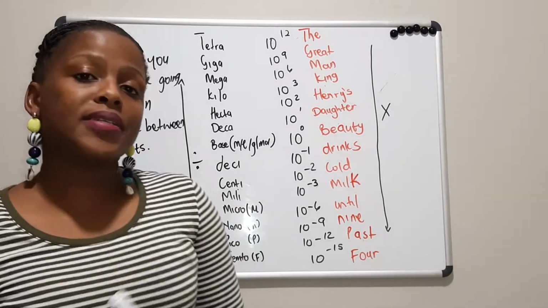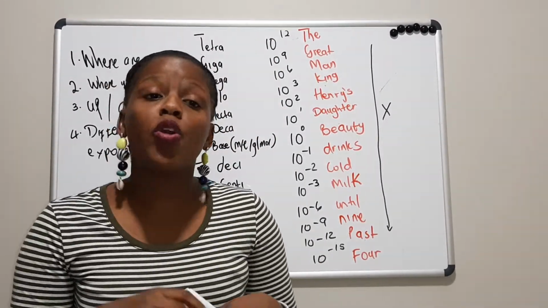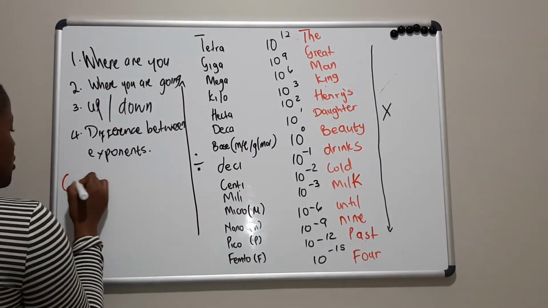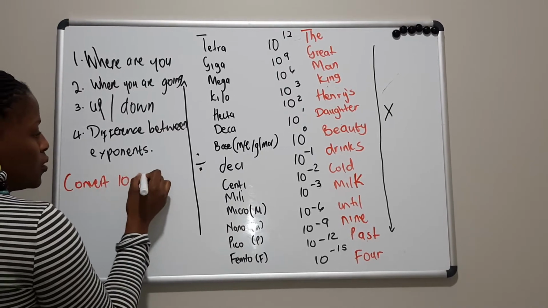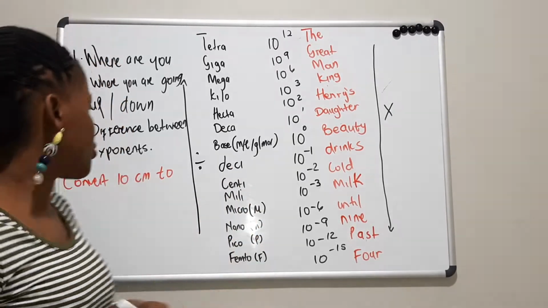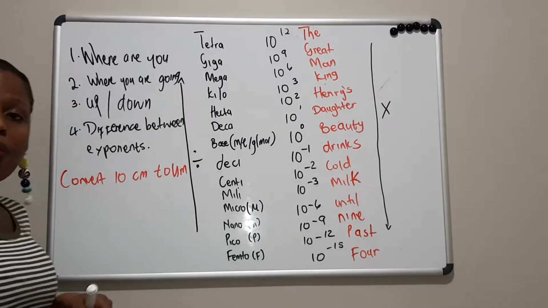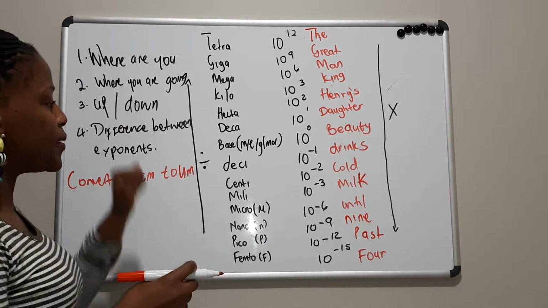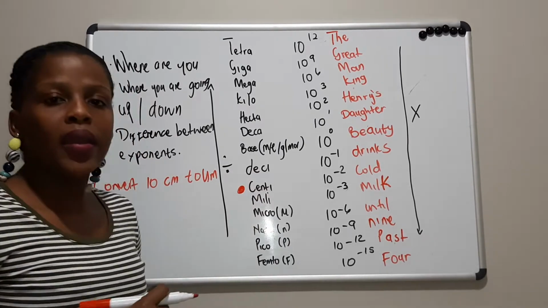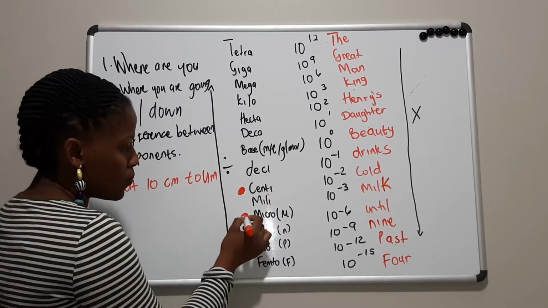Okay, let's try to do an example to see if we'll be able to do this. Let's say we have a question that says convert 10 centimeters to micrometers. Okay, so now we're going to start with step number 1, which says you need to determine where you are. So you are here. And where do you want to go? So it means you are going to micro.